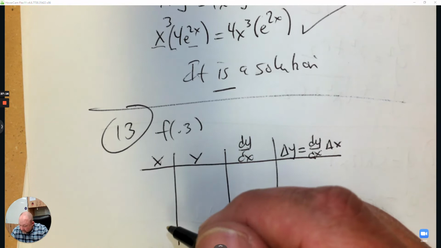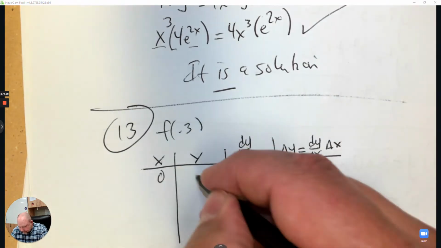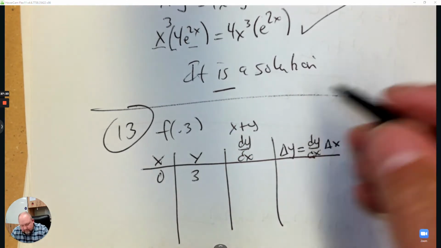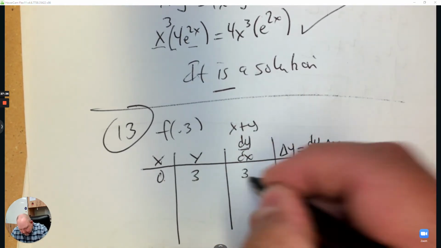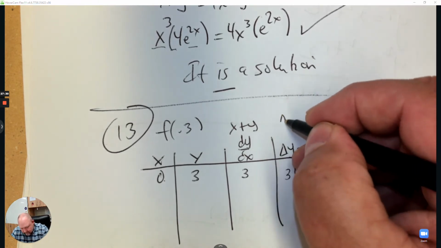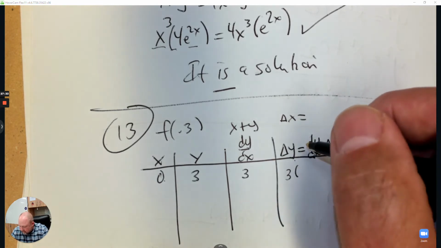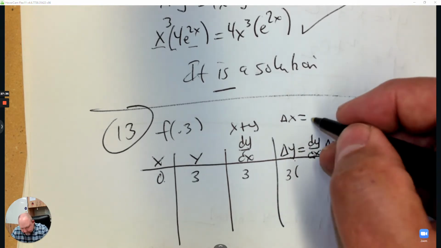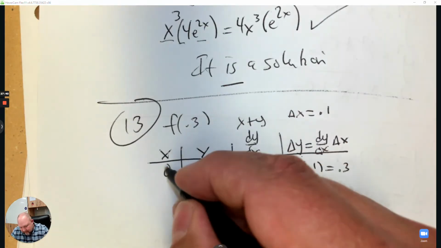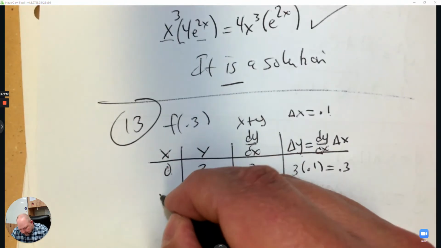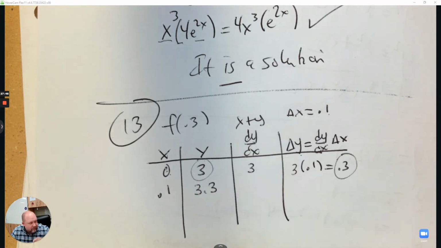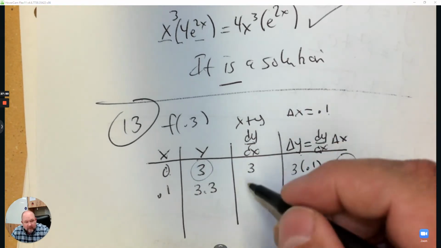So the first point they start off with is 0, 3. The derivative is x plus y. So 0 plus 3 is 3. And then to find the change in y, we take the derivative times the change in x. And in the question, the change in x is 0.1. So 3 times 0.1, which is 0.3. So now, if it's 0.1, this is 0.1. We take this answer and add it to y. So now it's 3.3. And now I recalculate.